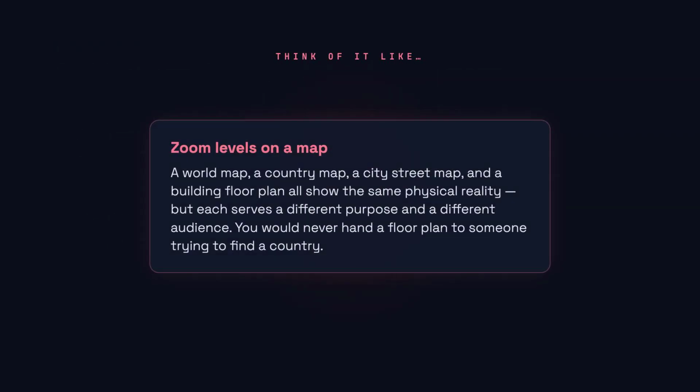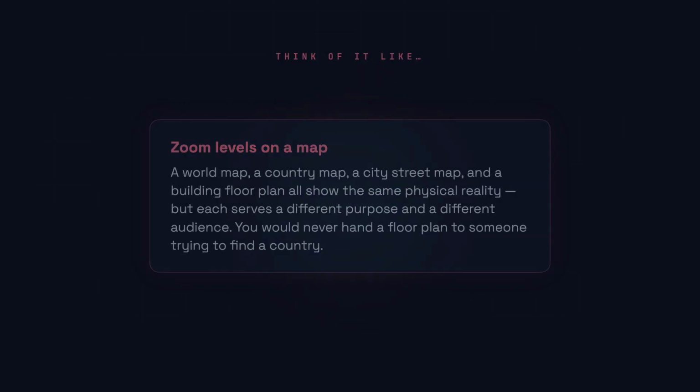The key insight behind C4 is the same insight behind cartography. The right level of detail depends entirely on what question you are trying to answer. A world map tells you where countries are. A street map tells you how to walk from A to B. A floor plan tells you where the fire exits are. Each level zooms in, adds detail, and serves a different reader. C4 applies exactly this idea to software architecture.